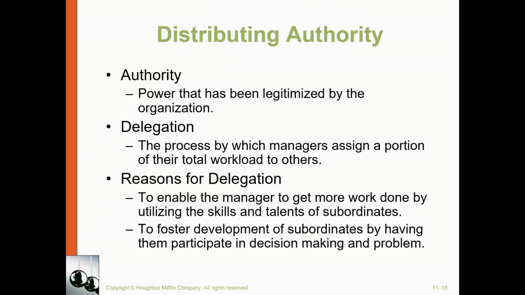When we talk about reporting relationships, we can also talk about authority. Authority is the power that's been legitimized by the organization. When we talk about having direct reports to a manager, that manager, by virtue of being their supervisor, has authority over giving those employees direction. So let's look at what delegation means. This is when a manager assigns a portion of their workload to others.